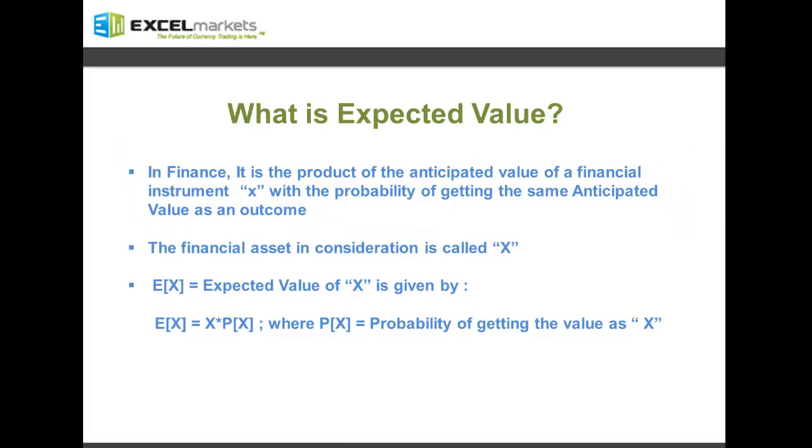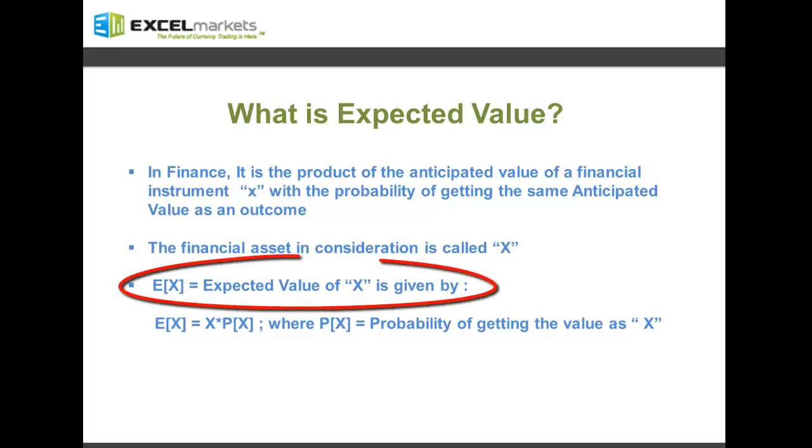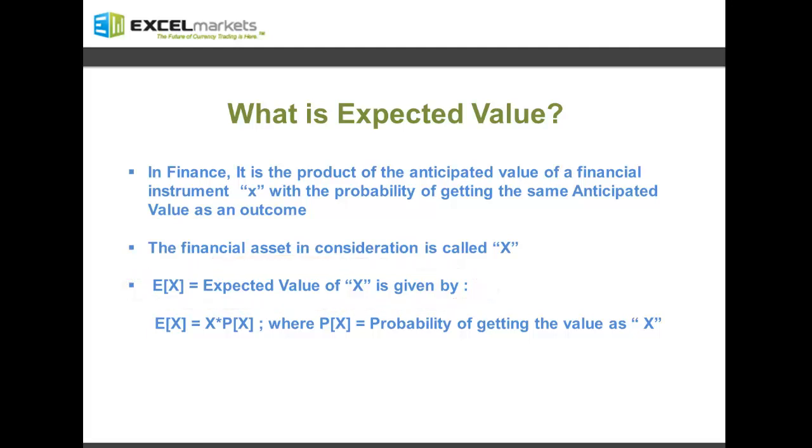Expected value is denoted as E(X), where X is the random variable, which is the financial asset in consideration in our case. So E(X) becomes the expected value of the financial instrument in consideration, and this E(X) is equal to the product of X times P(X), where P(X) is the probability of getting the value X.